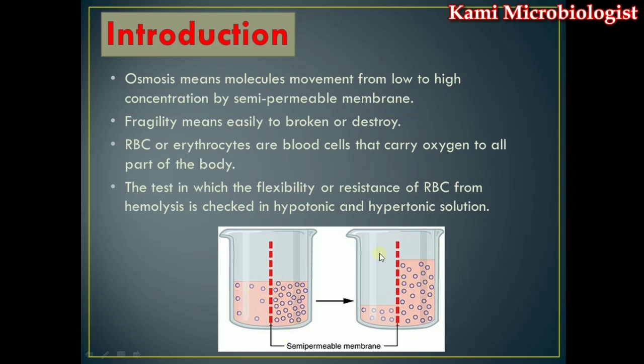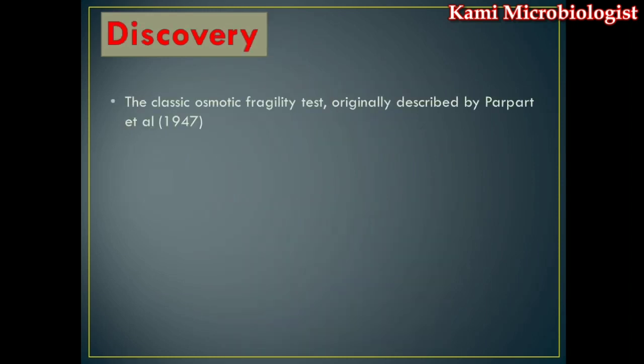In the next picture, in the second beaker, you can easily see that the water molecules pass through this semi-permeable membrane. This is the low concentration, and now the water passes toward the higher concentration. This is called osmosis. This osmosis process was first discovered by Parpart et al., et al meaning his colleagues, in 1947.